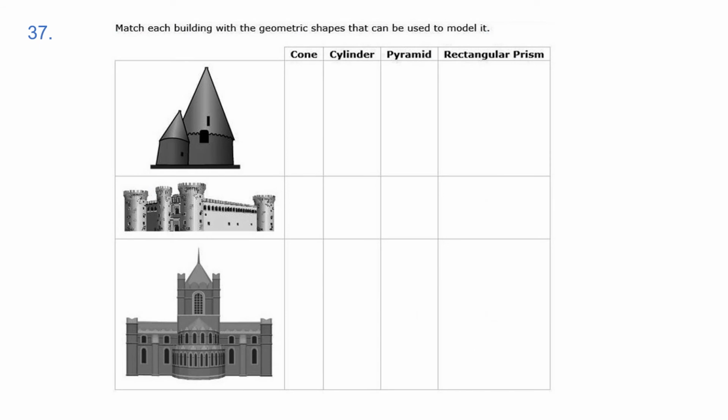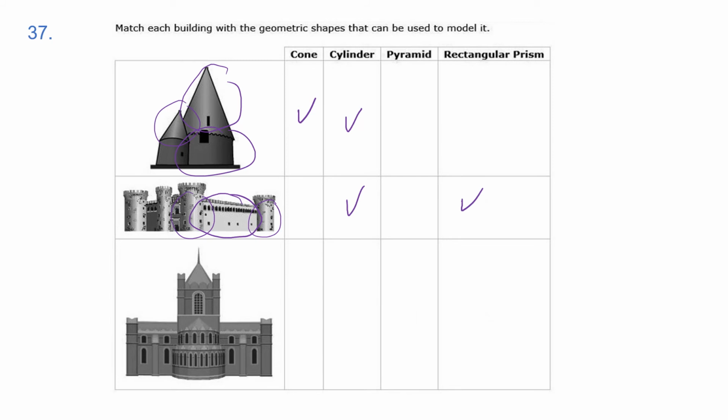Number 37 says match each building with the geometric shapes that can be used to model it. We're looking at these shapes here. We have a cone, and right here we have cylinders, no pyramid, and no rectangular prism. For the second figure, we have these shapes here. Those are cylinders. And then right here we have a rectangular prism.